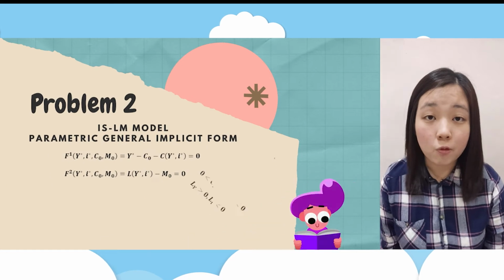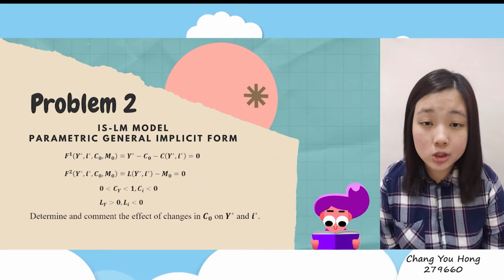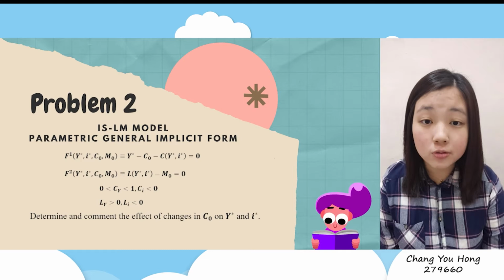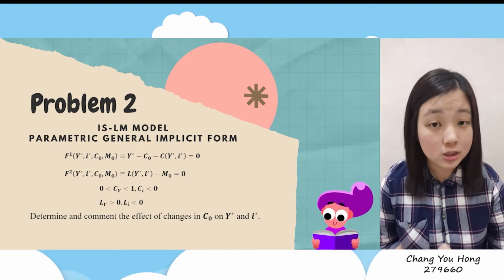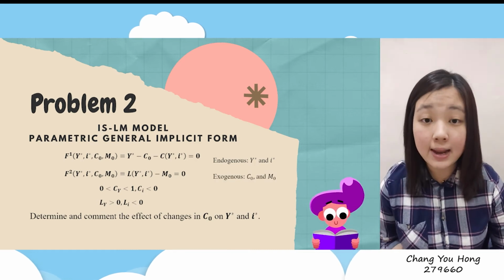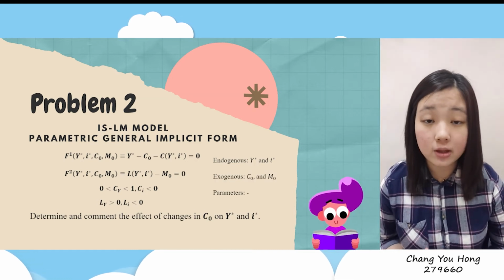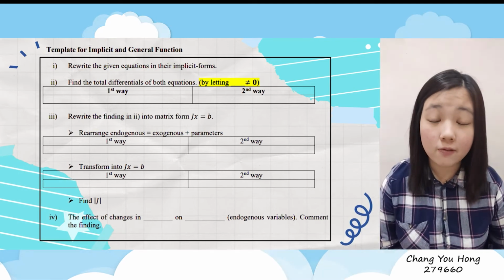So now let us move to problem 2. This is an ISLM model and the equations given are in parametric general implicit form. First we have to identify the endogenous variables, which are Y and I, and the exogenous variables, which are C null and M null. For this question we don't have the parameters, and we are using this template to solve it.